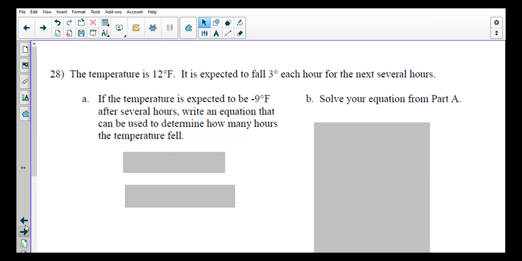First things first, we are trying to determine how many hours the temperature fell.